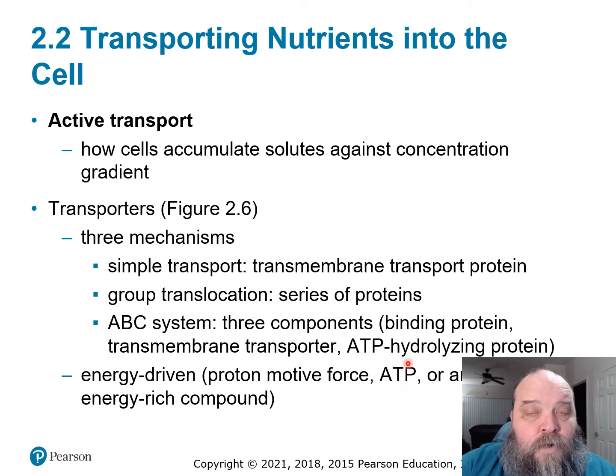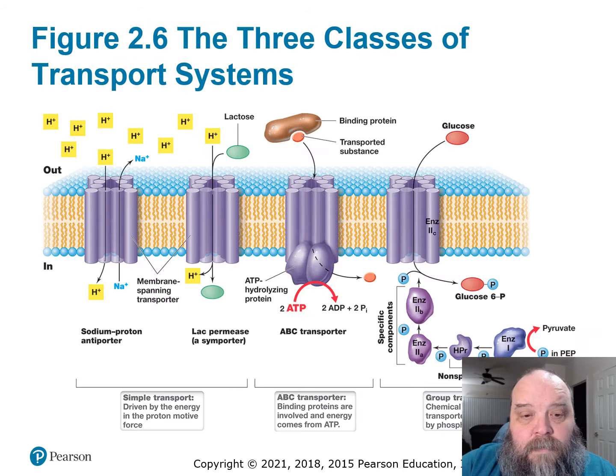ATP energy is used to transport out hydrogens. As the hydrogens flow back in, they allow a transporter to move something across. So you have the sodium proton antiporter when you're looking at the simple transports. As the hydrogens flow through, it gives up whatever power is necessary to move sodium out.